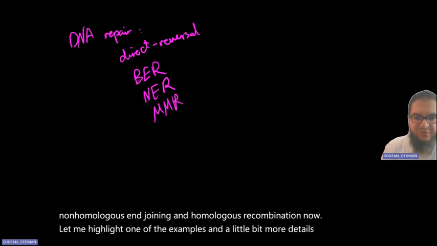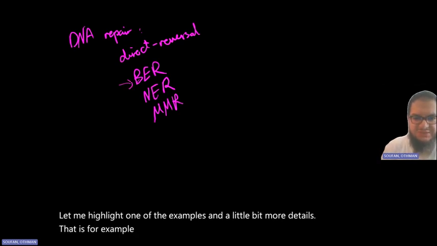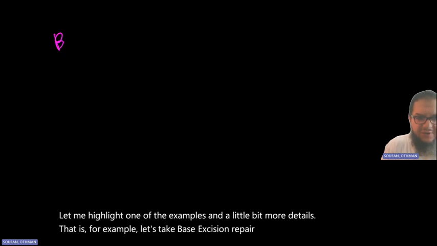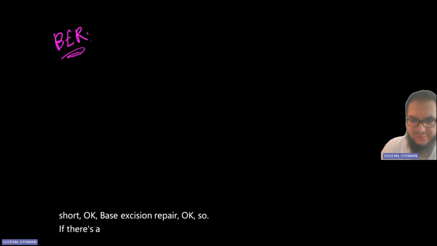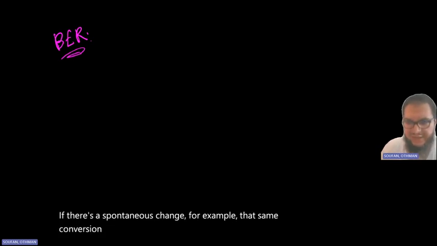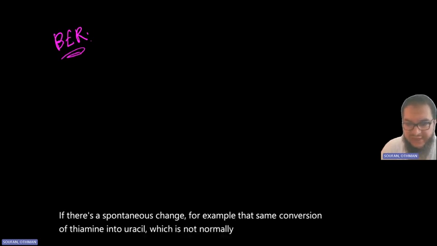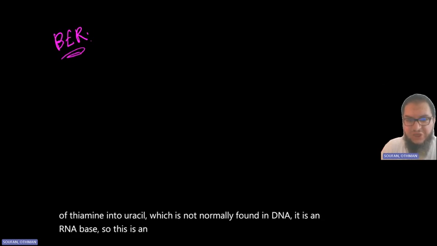Now, let me highlight one of the examples in a little bit more detail. For example, let's take base excision repair, BER for short. So if there's a spontaneous change, for example, that same conversion of cytosine into uracil, which is not normally found in DNA, it is an RNA base, so this is an error. So that error is going to be recognized by a certain enzyme.